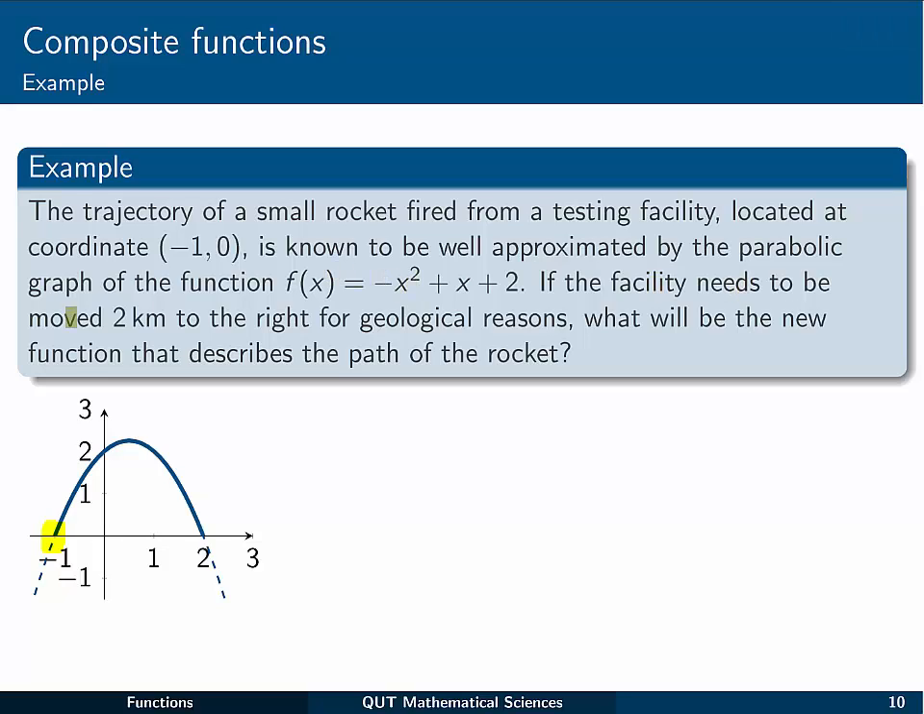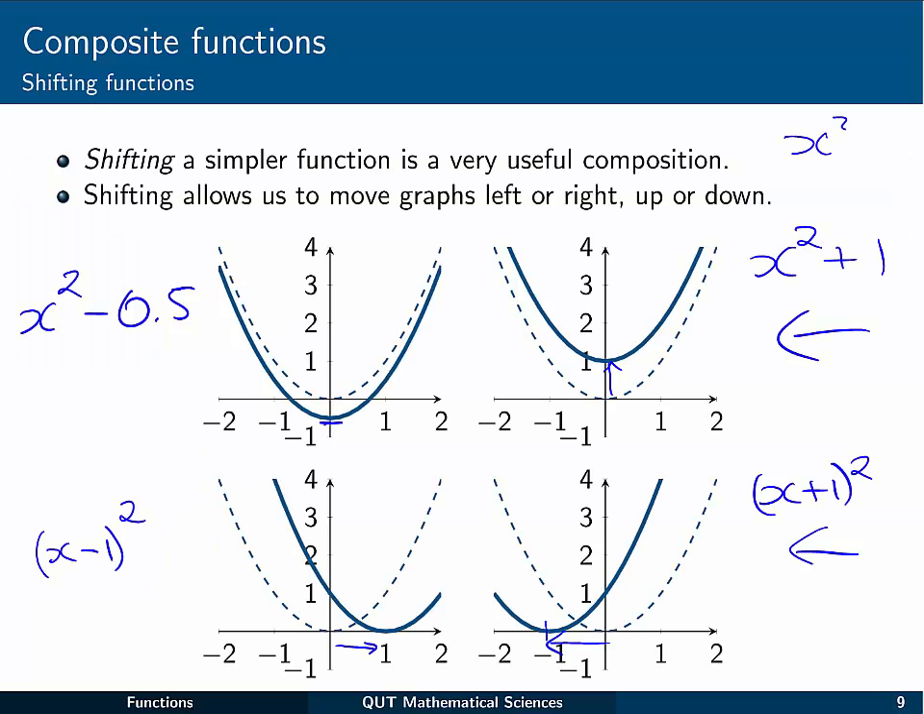So we're told that the facility needs to be moved 2 kilometers to the right. So you can see we're starting to talk about a shift here, 2 kilometers to the right. And it needs to be done for geological reasons. That's really irrelevant here in our question. But the point is it needs to be moved to the right. We want to know what will be the new function that describes the path of that rocket. So let's think about that for a moment. Essentially, we want to move 2 units, or kilometers in this case, to the right.